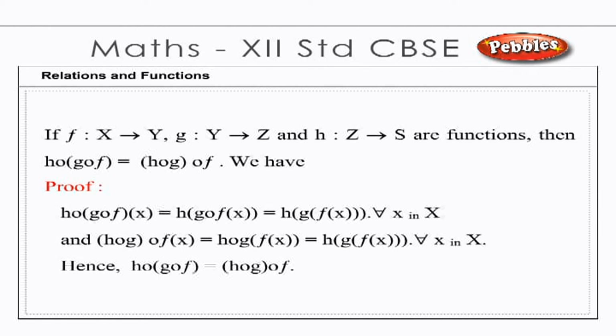Theorem. If f from X to Y, g from Y to Z, and h from Z to S are functions, then h∘(g∘f) = (h∘g)∘f. Proof is shown on the screen.